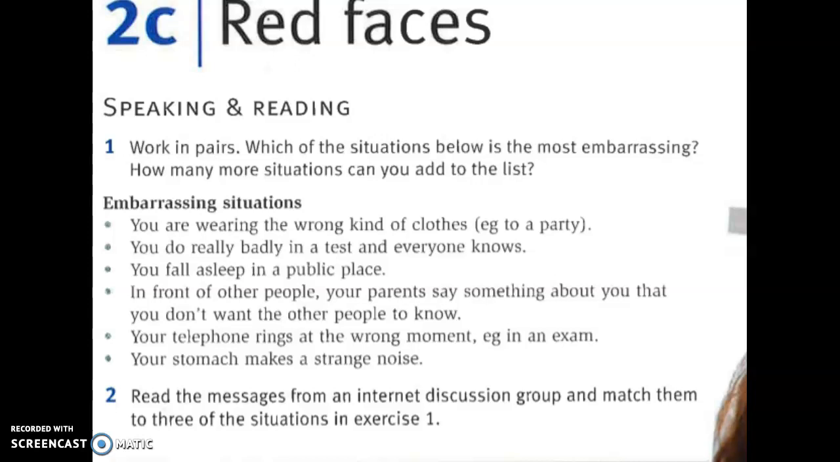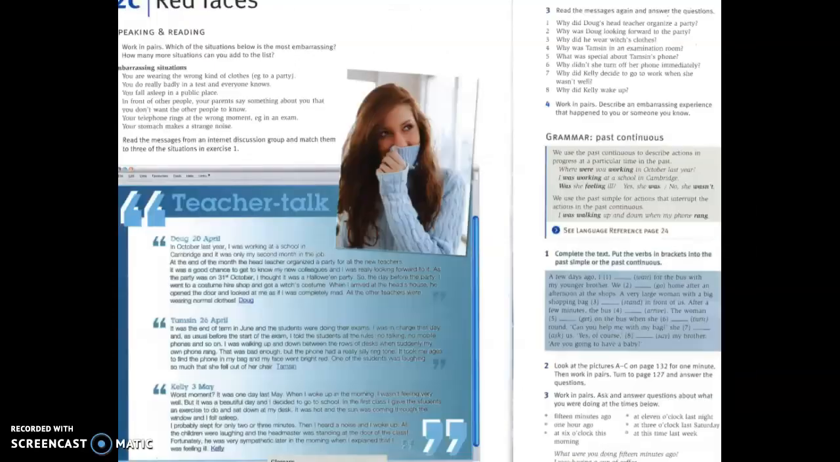So give them time, give them a time limit, maybe 2 minutes, to have a look at each of them and decide which one is the most embarrassing, and maybe which one is the least embarrassing, if you like. Okay? And then you can get the students to share their ideas, ask them why they think that, try to get a bit of discussion going and warm the students up to the topic.